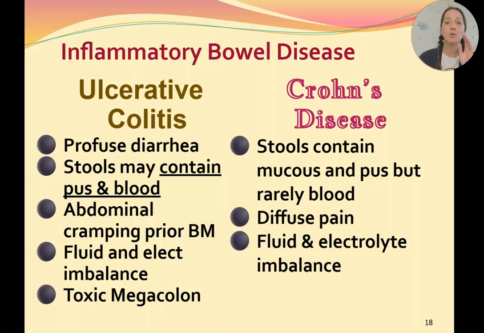Crohn's disease, so this one, the stools may contain mucus and pus, but rarely blood, okay? So that's a good distinction to remember. So no blood, probably Crohn's; blood, probably UC. Again, diffuse pain, and same fluid and electrolyte imbalances, so that's not helpful. And Crohn's disease, by the way, is mouth to anus. It could be full of strictures. It could have fistulas. If you don't know what a fistula is, go look it up. It's kind of like a tunneling where the body makes like a spout, essentially, to relieve pressure in an area.